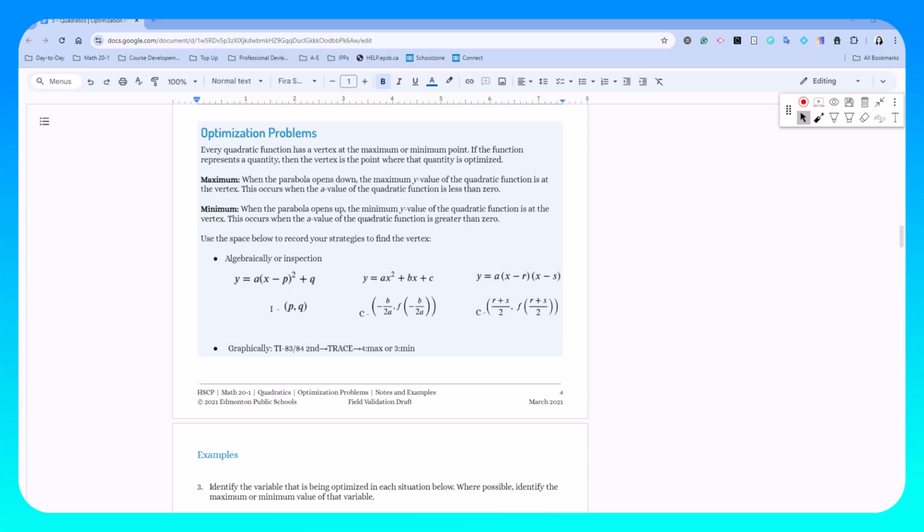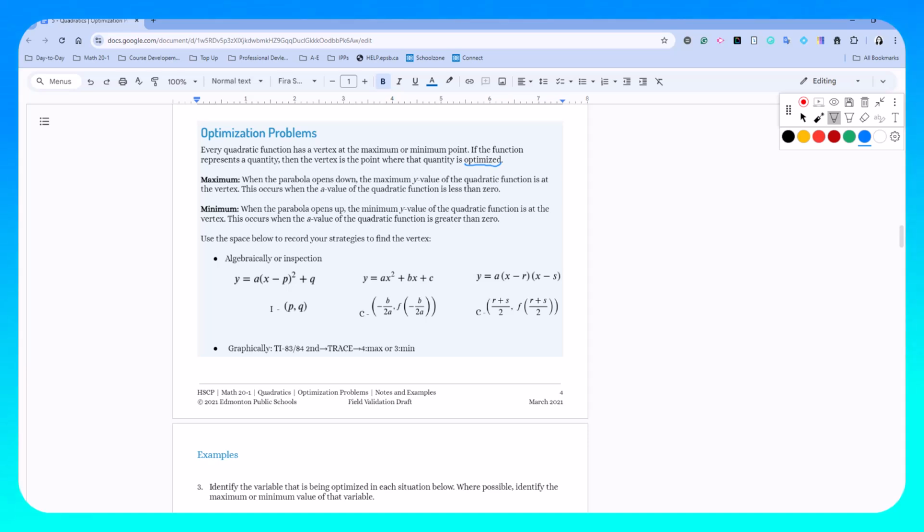Now, all this talk about maxes and mins and where they occur brings us to this new idea of optimization problems. Every quadratic function we know has a vertex, and that means a max or a minimum point. If the function represents a quantity, then the vertex is the point where the quantity is optimized. And optimize comes from that word optimal, which kind of means what's best.